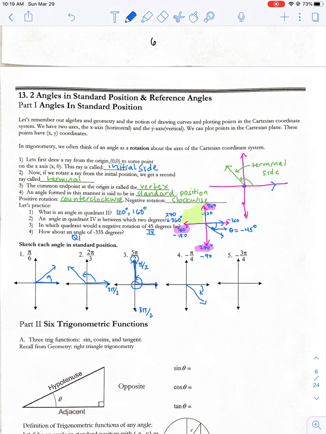So on our last example, negative 3 pi over 4, we see that the denominator is 4. So we're dividing pi into quarters. So 1 pi over 4, 2 pi over 4, 3 pi over 4 would be right here, and it's a negative revolution, putting us in the third quadrant.